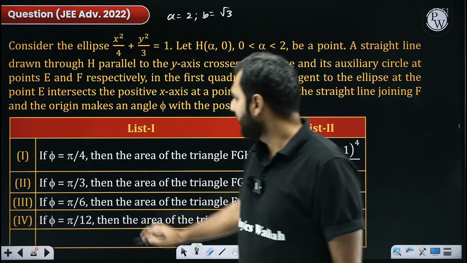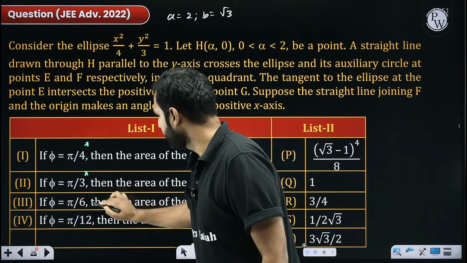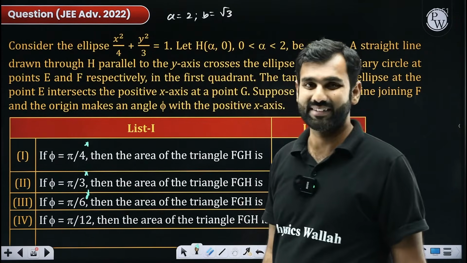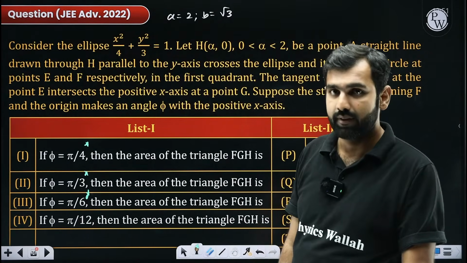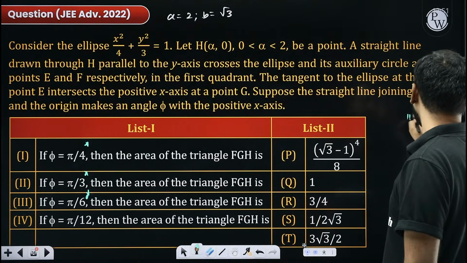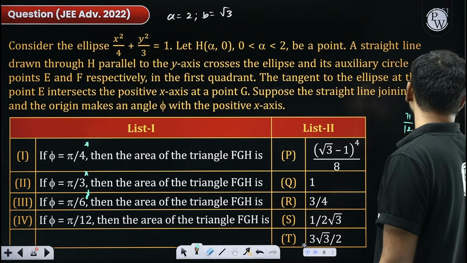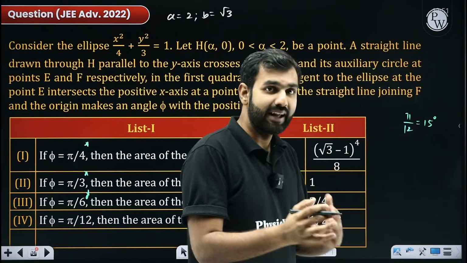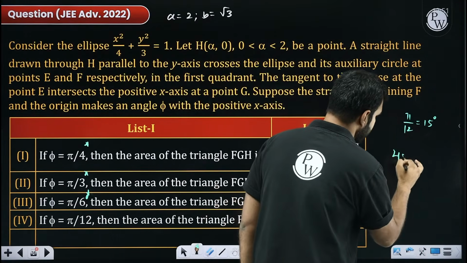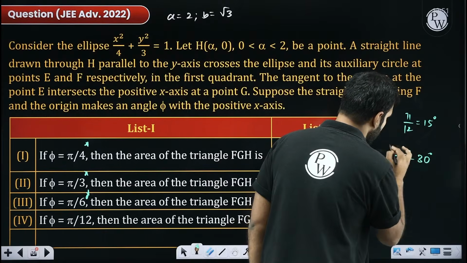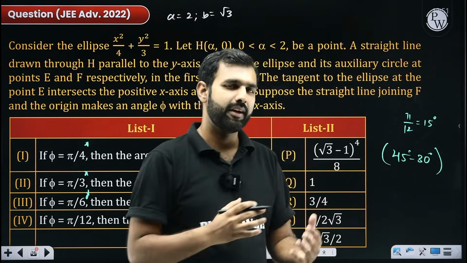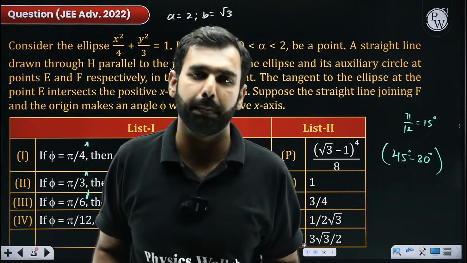We all are very clearly aware of pi by 4. We all are clearly aware of pi by 3. We all are clearly aware of pi by 6. But are we aware of pi by 12? I hope you're understanding pi by 12 is nothing but what? This is 15 degree. For 15 degree, let's say you don't know the direct value. I hope you remember 15 degree can be taken as 45 minus 30. And through this, sin A minus B, cos A minus B, that formula you can use and work it out.